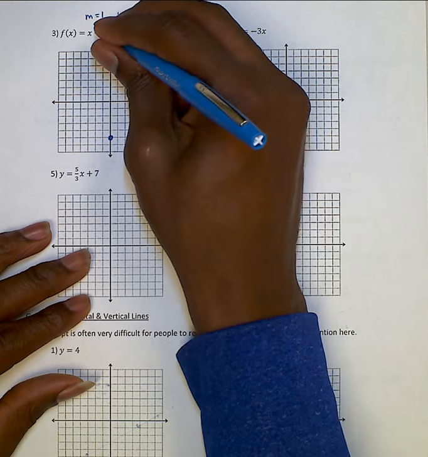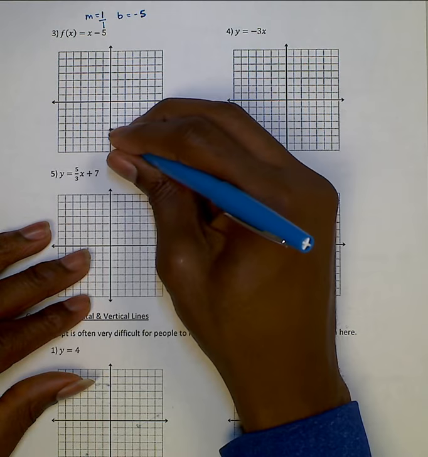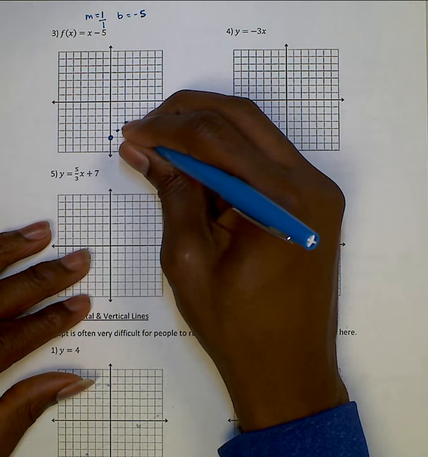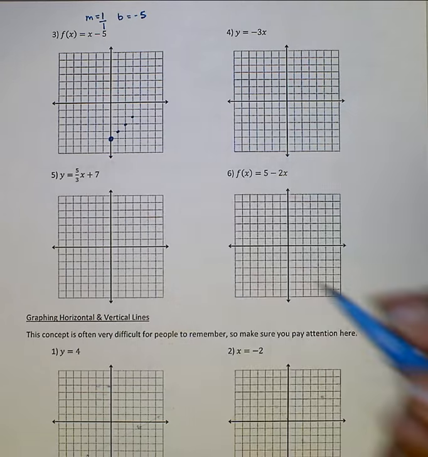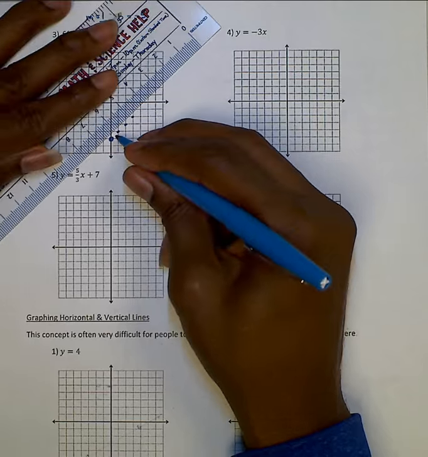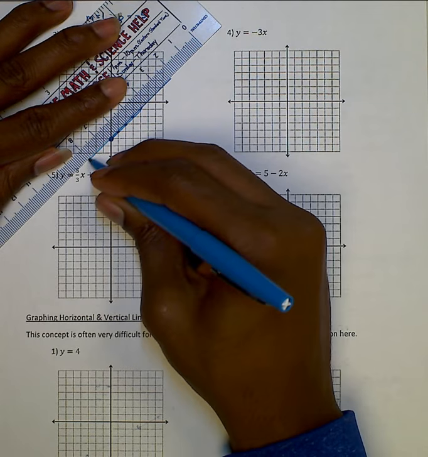And our slope is 1. That's a whole number, but remember, every whole number is a fraction over 1. So that tells us to rise 1, run 1, rise 1, run 1, rise 1, run 1. You don't have to do that all the way through the graph, but as you do that, okay, then you have your line.